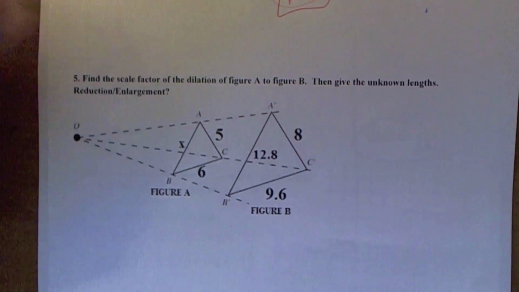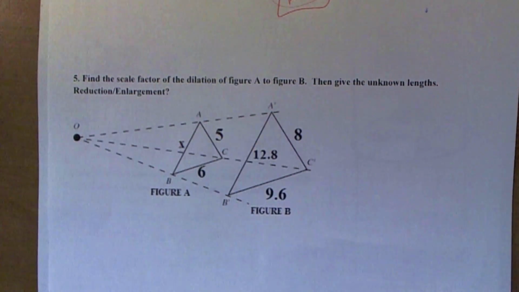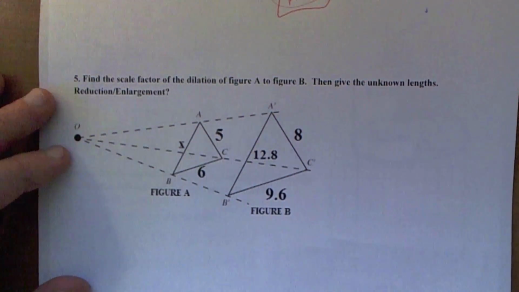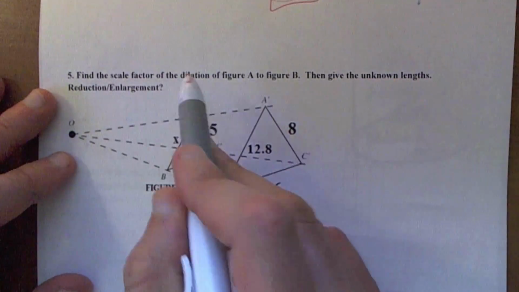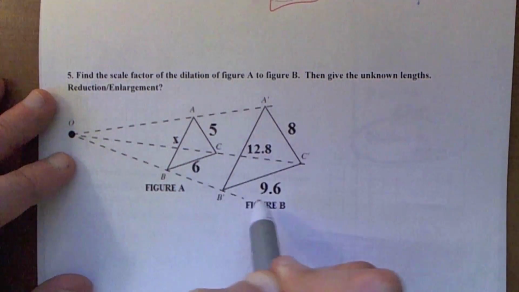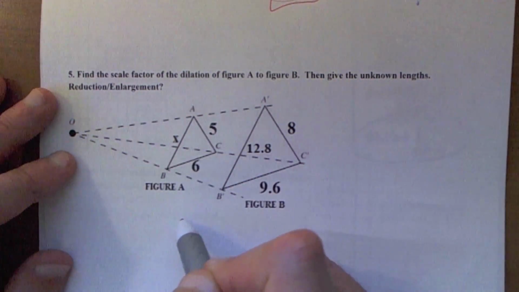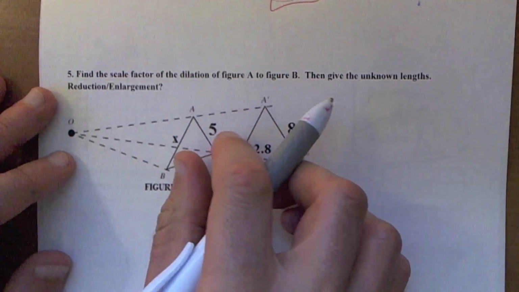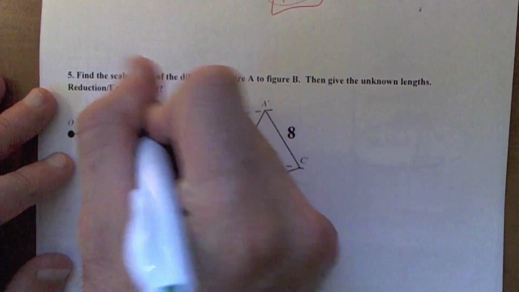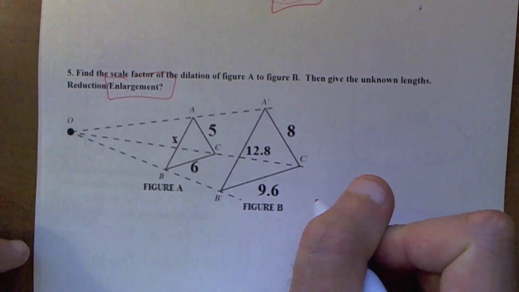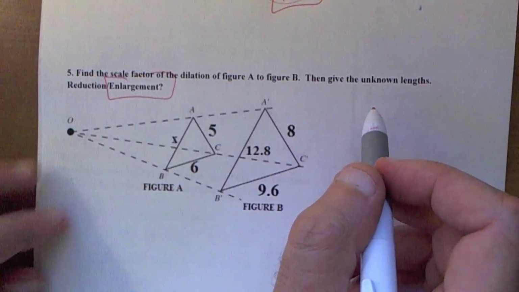Okay, last one. So this is really leading us to where we're going afterwards, using similar triangles and polygons. Let's find the scale factor from figure A to B, then give the unknown lengths. Is it a reduction or an enlargement? Since I'm getting larger, it's an enlargement, so our scale factor is going to be greater than 1.